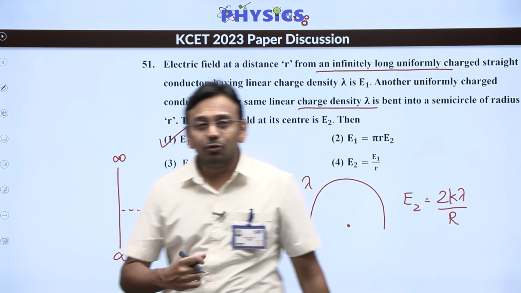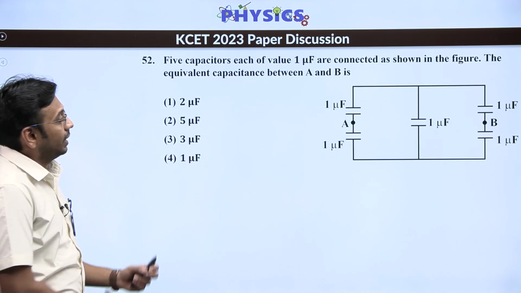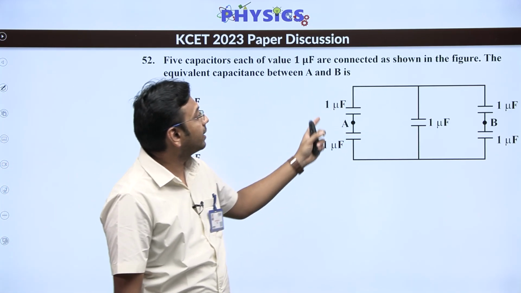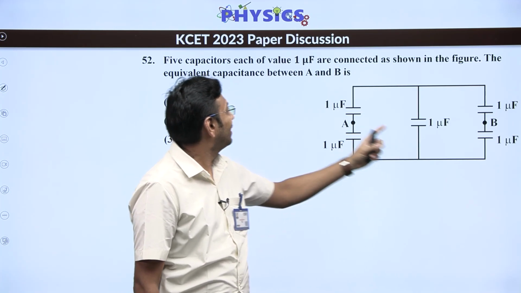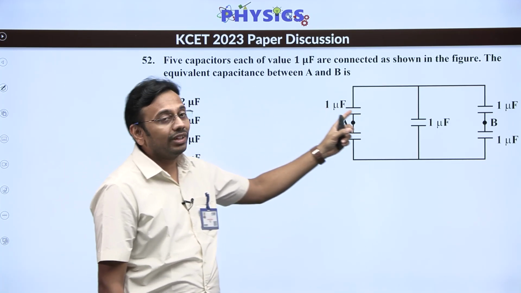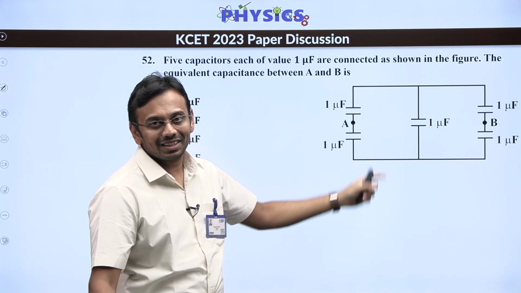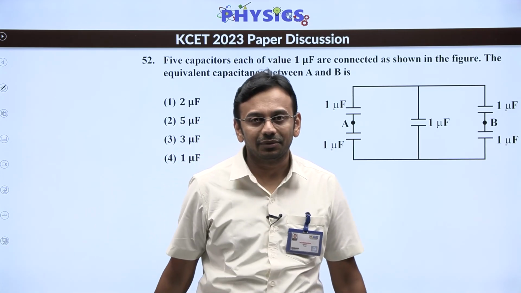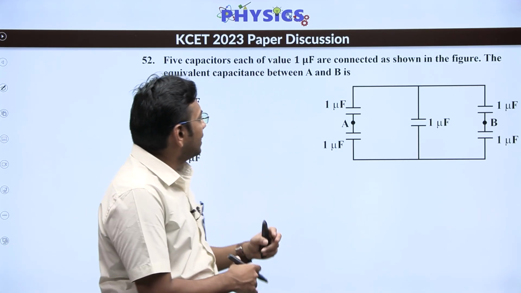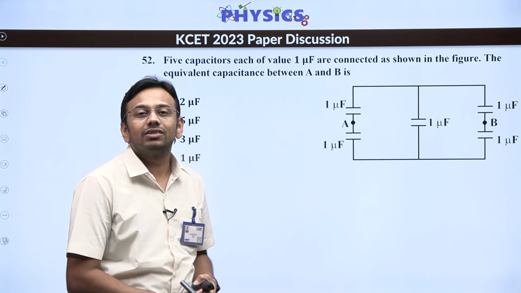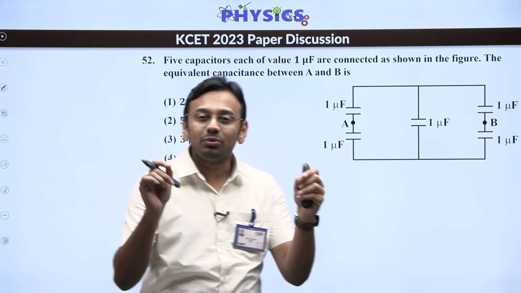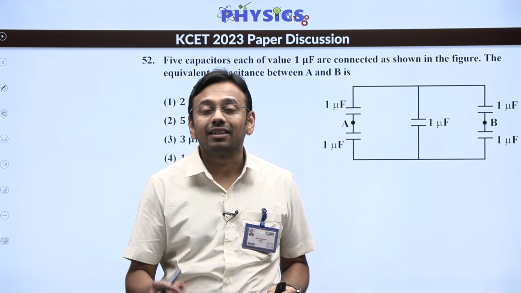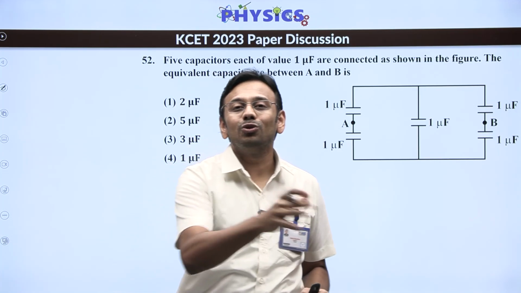Alright, let's move ahead, take the next question. 5 capacitors, each of value 1 microfarad, are connected as shown in the figure. The equivalent capacitance between A and B is... Now at first look of this circuit, we might feel that there is some series parallel combination which we have to apply, but we have to observe very carefully and understand here that this is in fact the case of a Wheatstone bridge.